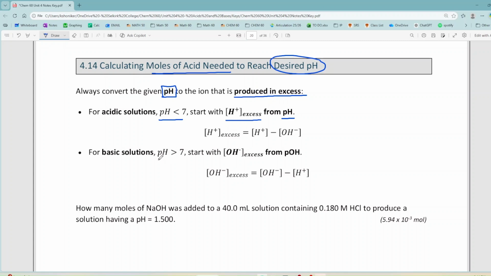If it's a basic solution, so if they start with a pH greater than 7, then you have an excess amount of hydroxide, and you get that from pOH. So even if they give you pH, you have to convert to pOH to find the amount of hydroxide in excess. That excess will be the amount of hydroxide minus the amount of hydrogen ions in solution. So let's look at one in practice.